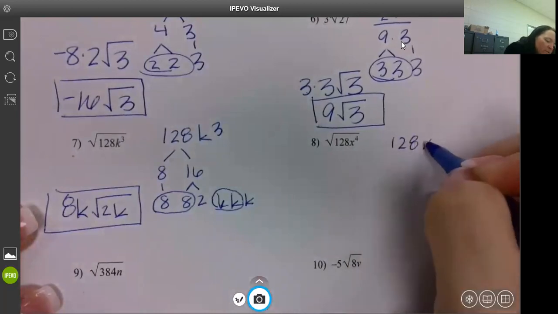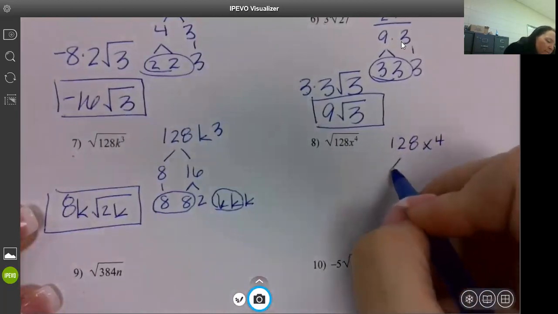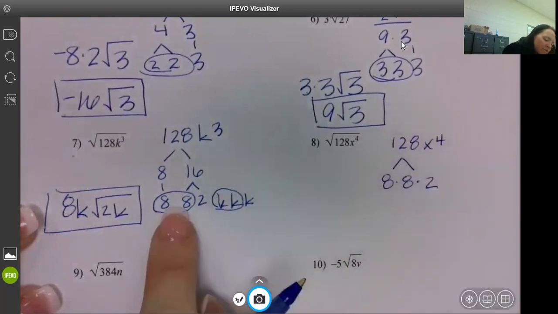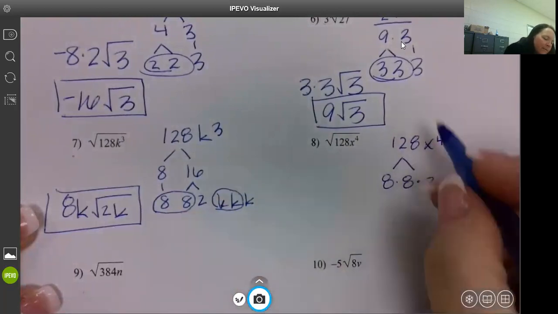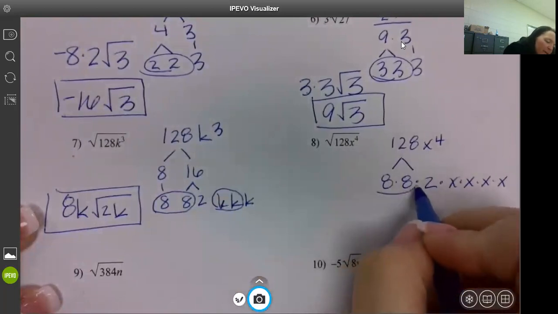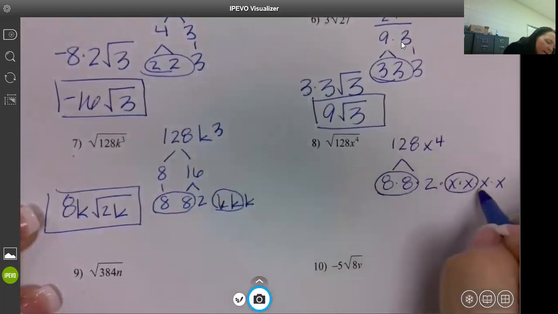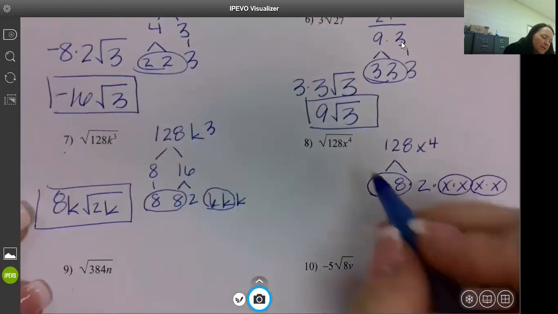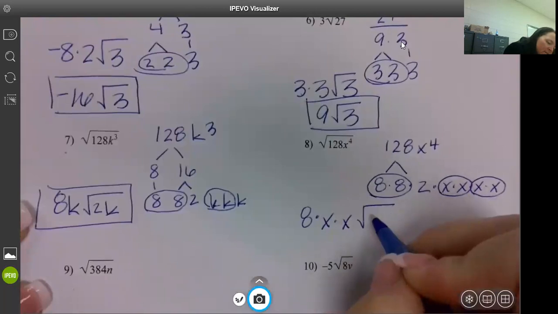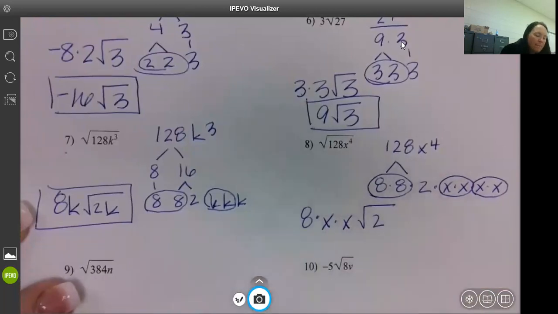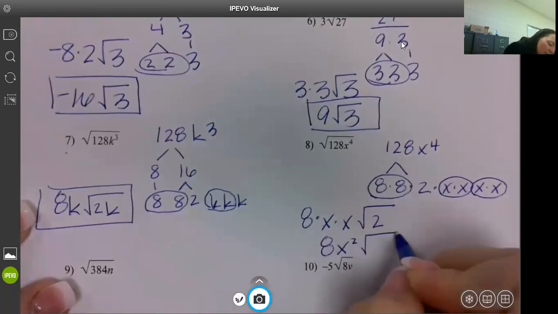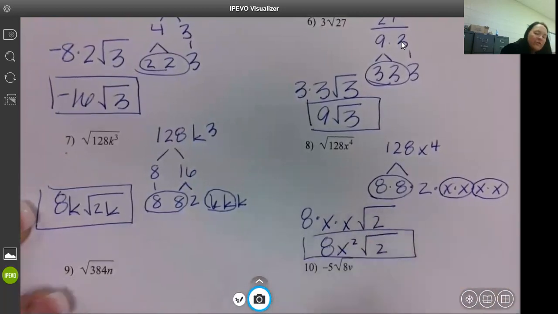So on this one, 128x to the 4th, 128 broke into 8 and 8 and 2. That was your numbers right there. But this time I have 4 x's. So I have a pair of 8s, a pair of x's, a pair of x's, and I left a 2. This shows that I have 2 x's, so 8x squared square root 2.